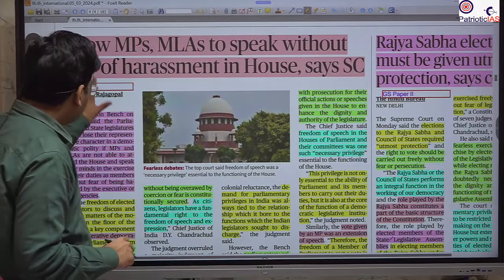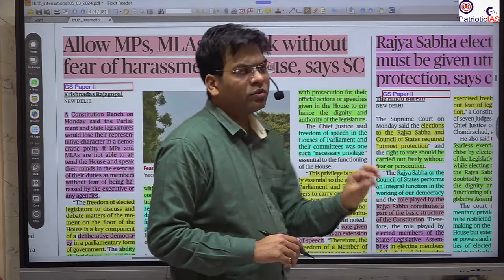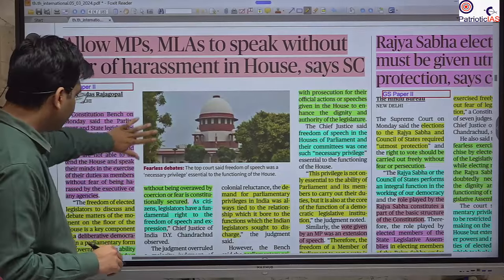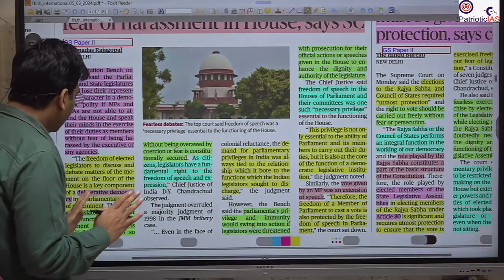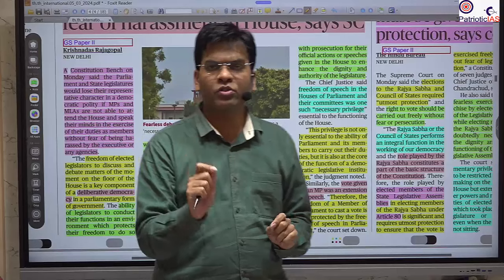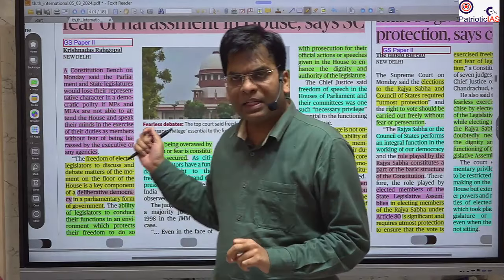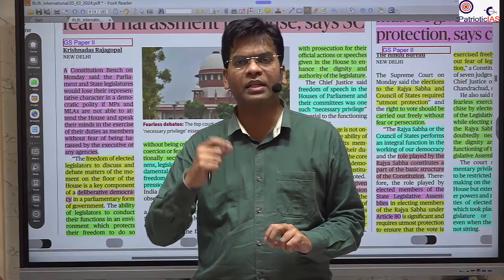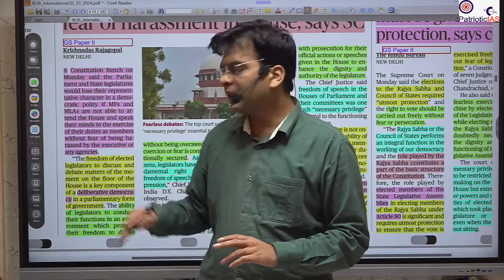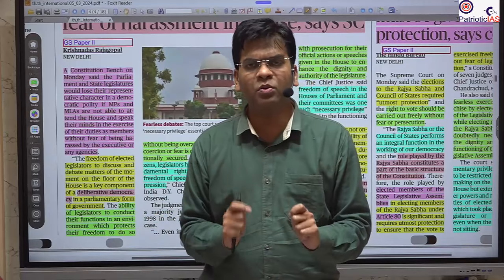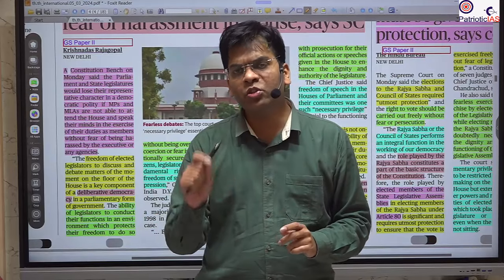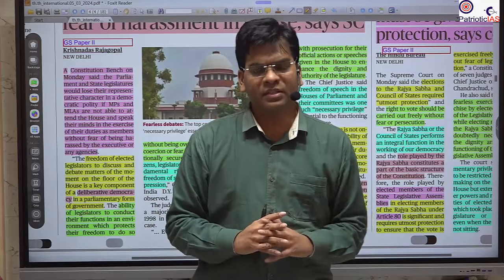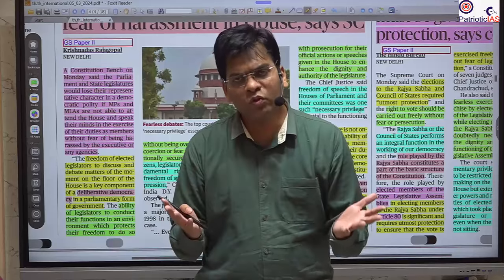This news is again the same thing with respect to Articles 105 and 194, where the immunity is given. So here it is given that yes, the immunity is very important whenever you are talking about debate and discussion within the parliament, because the apprehension is that if you declare bribe cases as a crime outside the immunity, then the party in power will misuse that, and if you say anything, there will be cases and the immunity will be removed.